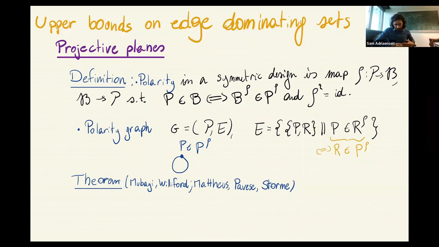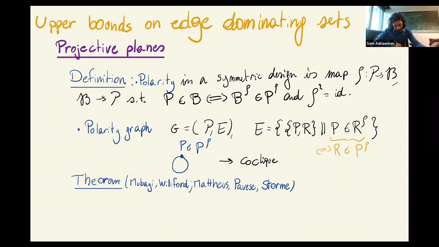But the nice thing now is if you take a co-clique in your polarity graph, then you have a set of points and you can look at their images under the polarity. There will be no incidences between them, right? Because if you take two points P and R of your co-clique, then P is never incident with R^ρ. So if you interpret your co-clique as a set of points and as a set of blocks, it's an equinumerous incidence-free pair.